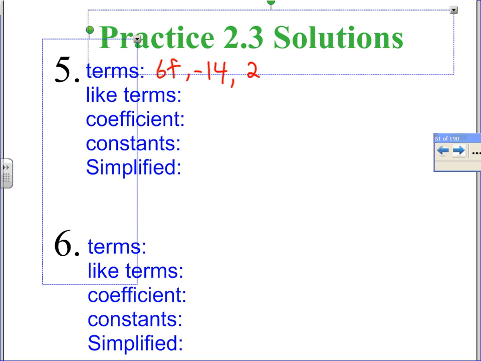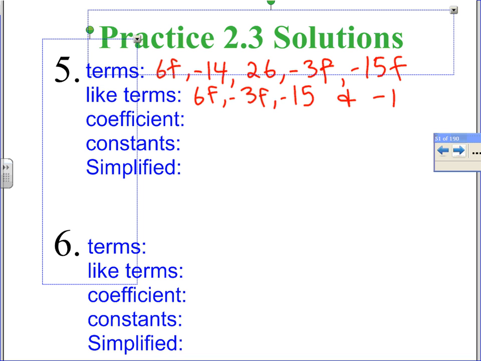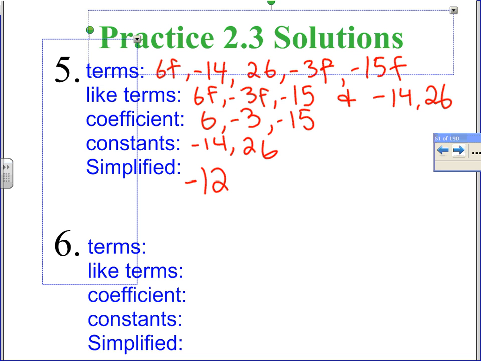Good. Like terms. Good job. Okay, coefficients. Good. Constants. Good. Simplified expression. Keep going. Yeah, that's right. Okay, number 6.